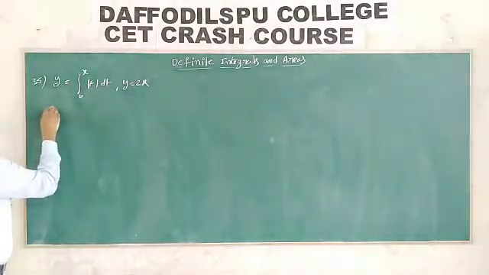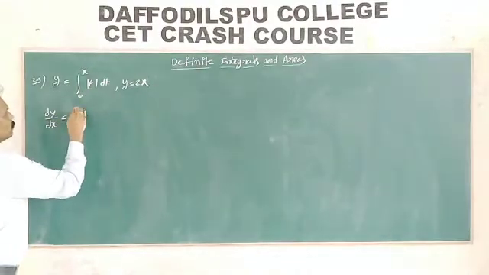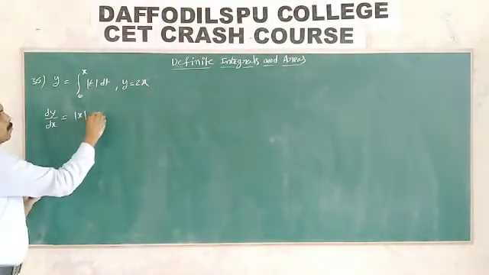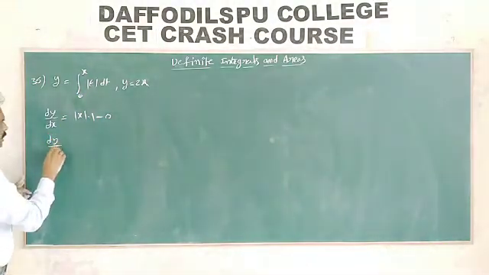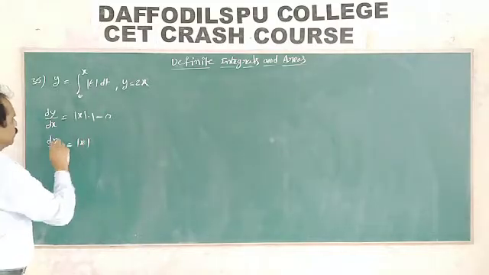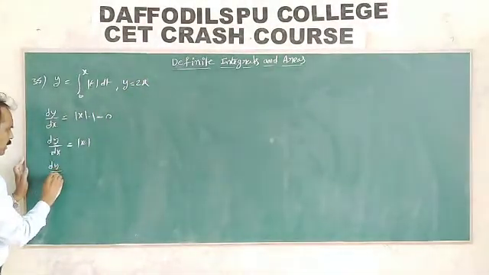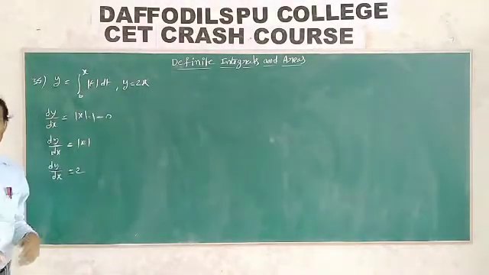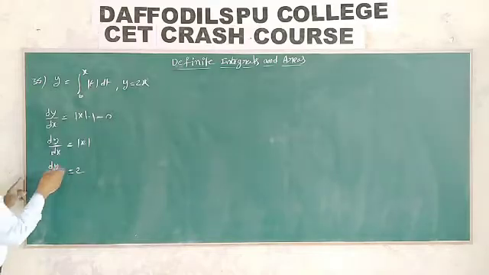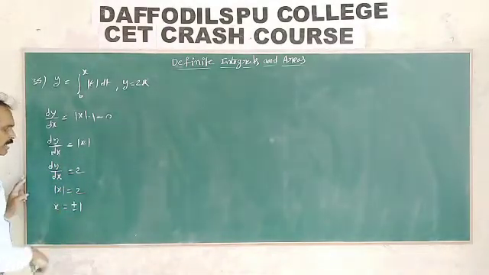So to find the slope, differentiate this one. dy by dx is equal to x mod x into 1 minus 0. This value is 0. dy by dx is equal to mod x. So this dy by dx and this slope are equal. Therefore, dy by dx is equal to 2. Two lines are parallel, so slopes are equal. dy by dx is equal to mod x, so x is equal to plus or minus 1.